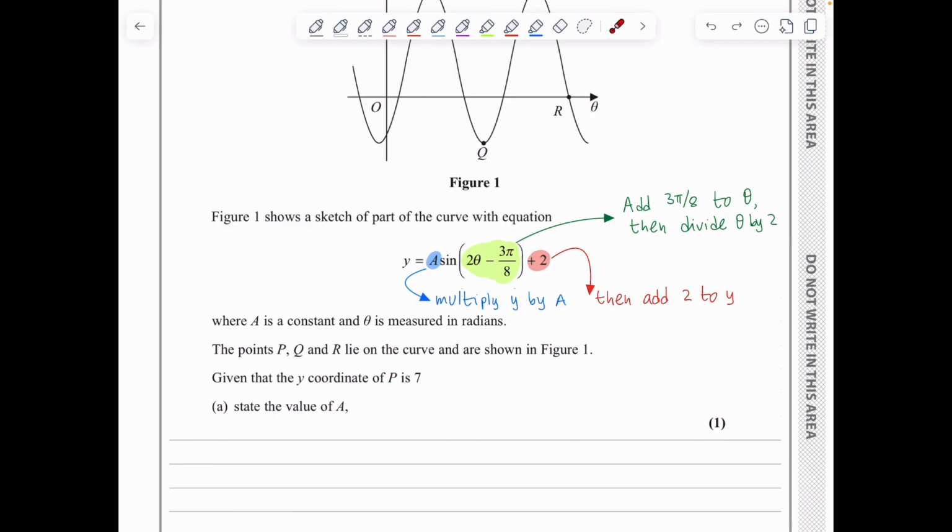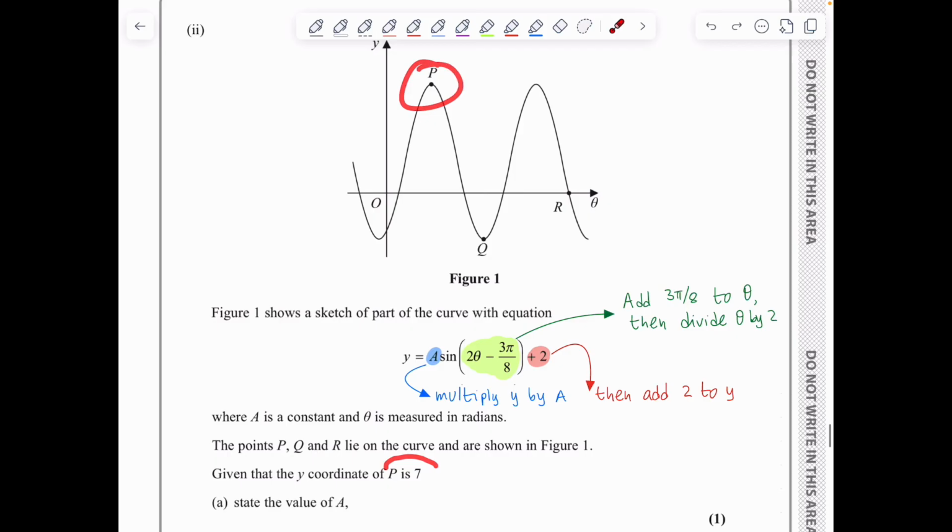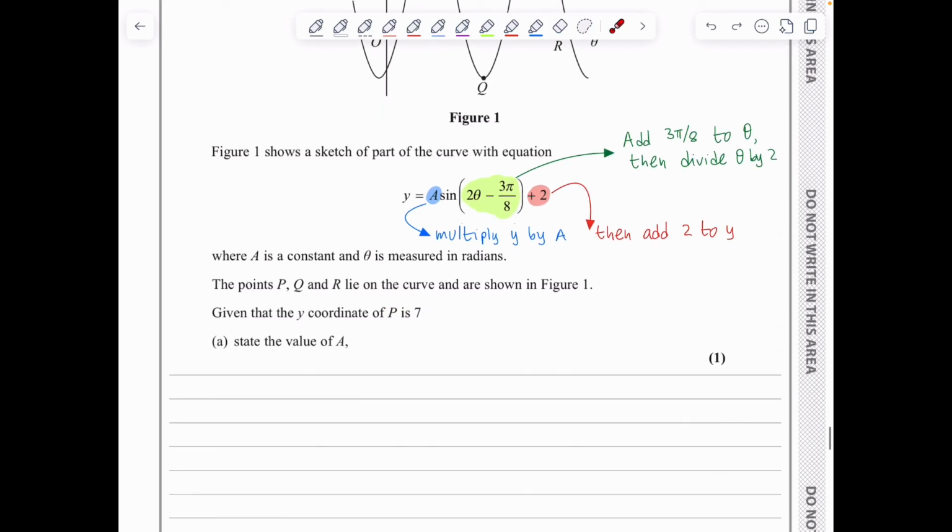In any case, knowing that the y-coordinate of P, and P, as you can see, is a maximum point, is 7, we knew that in the original graph of sine, the maximum had a value of 1. So I will take this 1, multiply by a, and add 2, and I get the result of 7, which means that a is equal to 5.